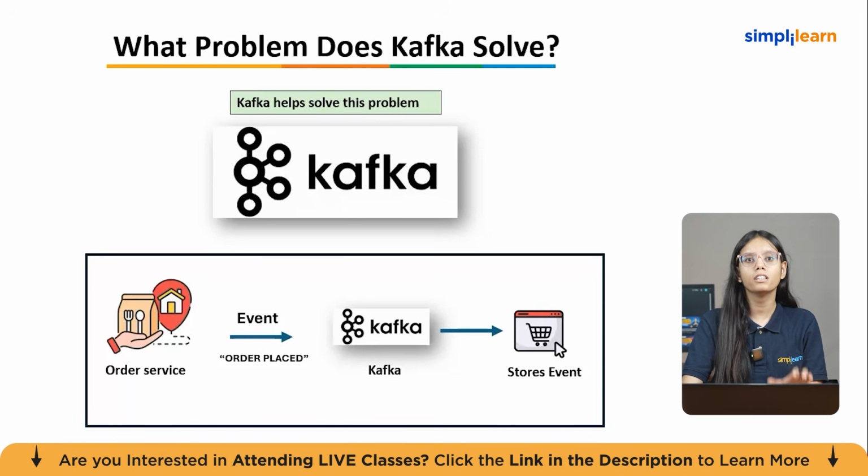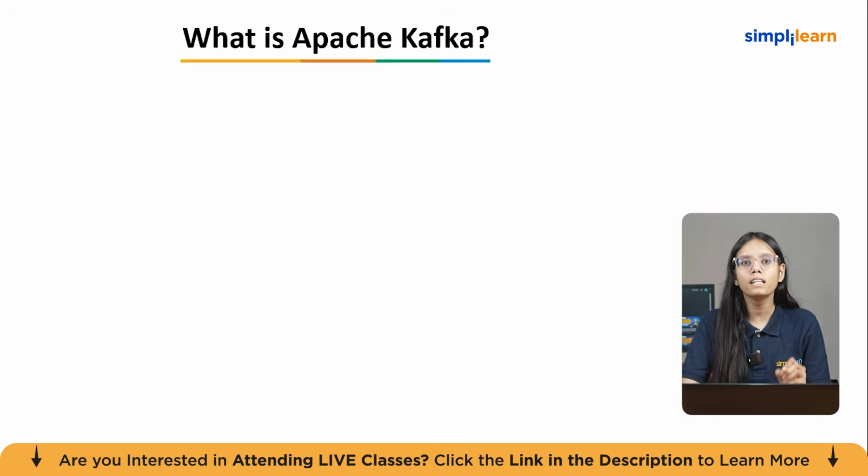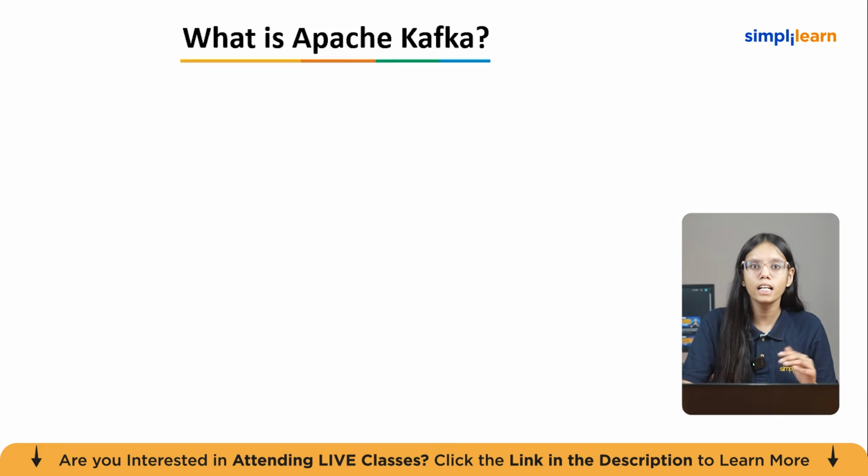So the order service does not need to manage all these systems directly. It simply publishes the event and Kafka handles the communication. That is the basic problem Kafka really solves. So now, once the basic idea is clear, let's understand what Apache Kafka really is.